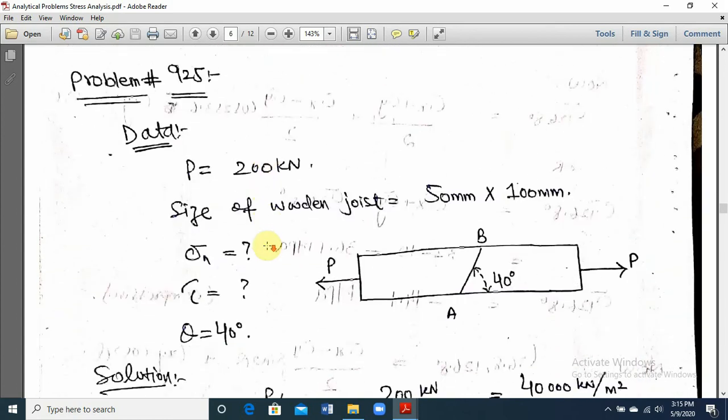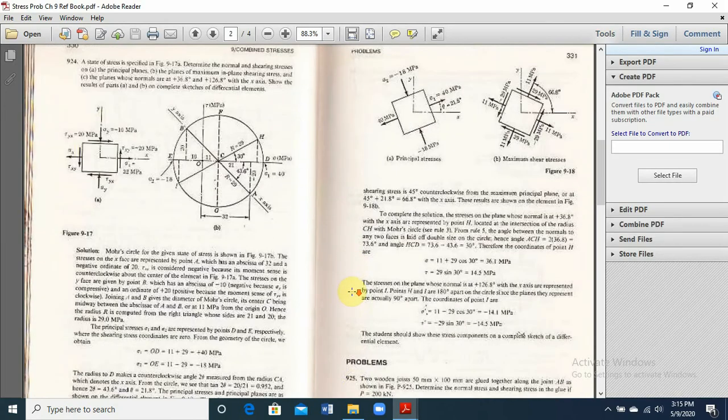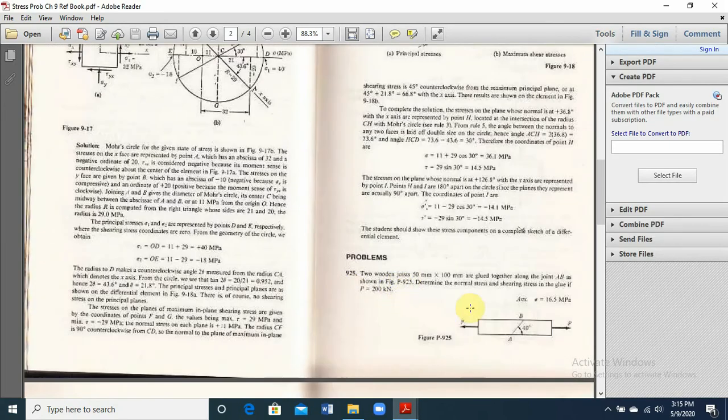Then we have problem number 9.25. So what does problem number 9.25 state? It says that two wooden joists of cross section 50 mm by 100 mm are glued together along the joint AB, as shown in the figure. Determine the normal stress and shearing stress in the glue if P is 200 kN. You need to determine the normal and shearing stress in this glue.